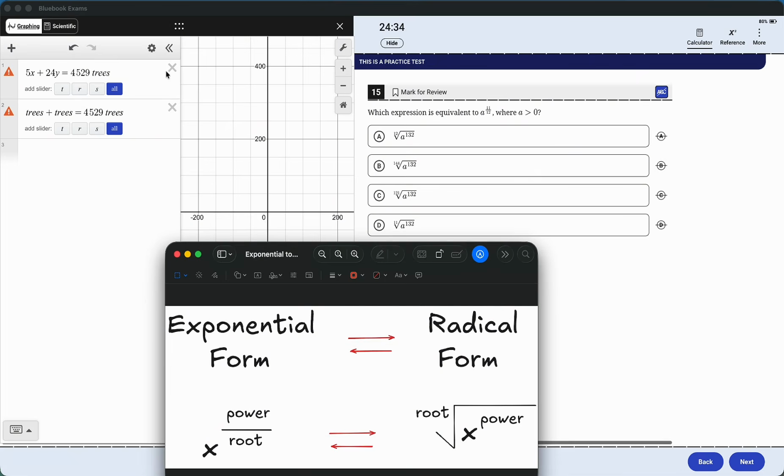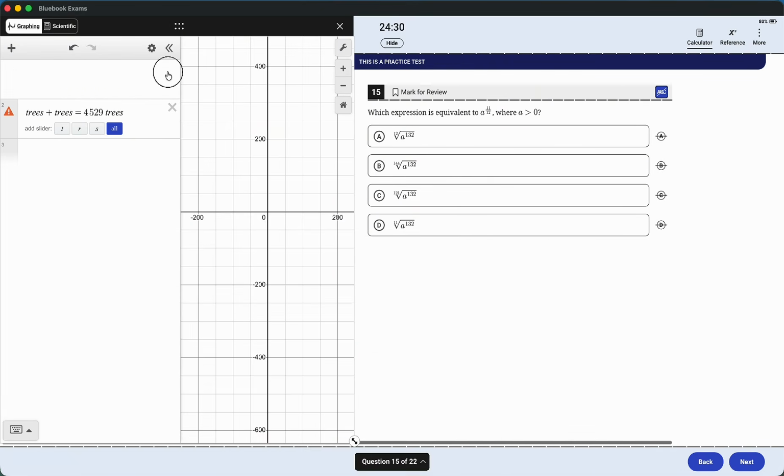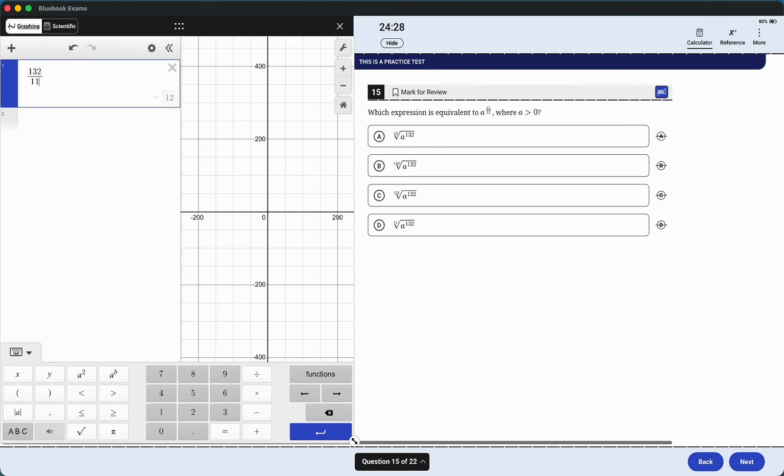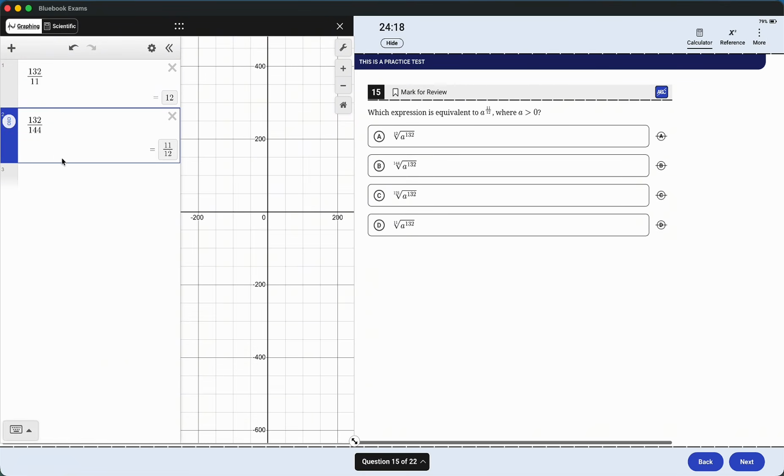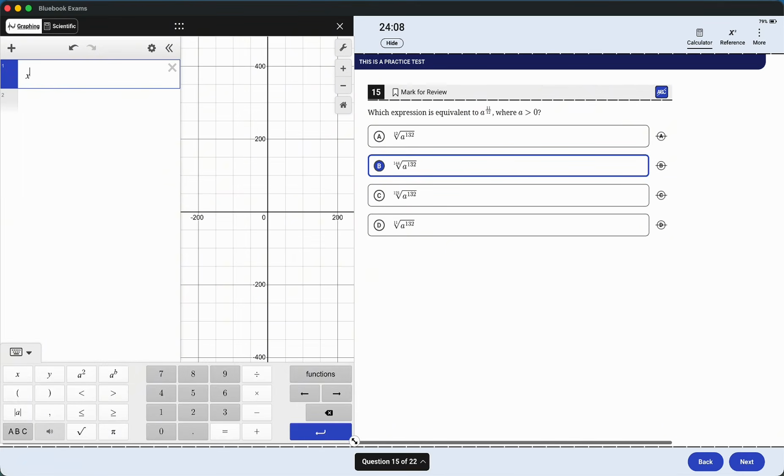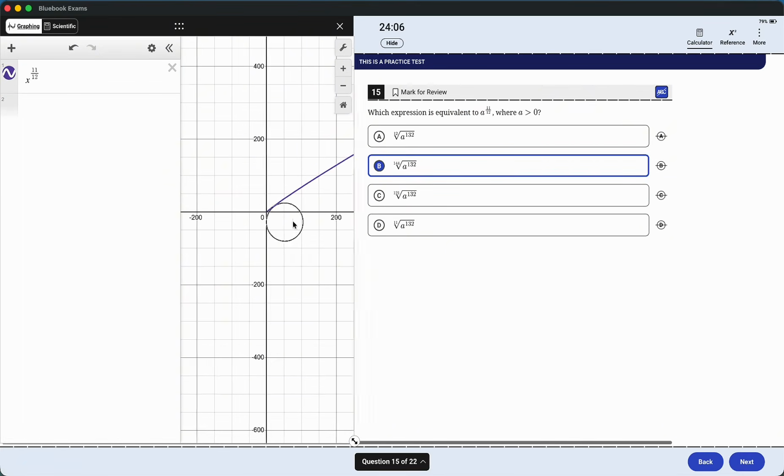So for A, the root is 12 and the power is 132. So for A, it'd be 132 over 12, right? That's just going to reduce to 11, it doesn't reduce to 11 over 12. Next one is going to be 132 over 144. You see I changed that to its fraction. That's 11 over 12, so I know those two are equivalent, right? So that's an equivalent one. You could also put that in Desmos. The way you do that in Desmos, you see, is I can write this, and it'll draw this.